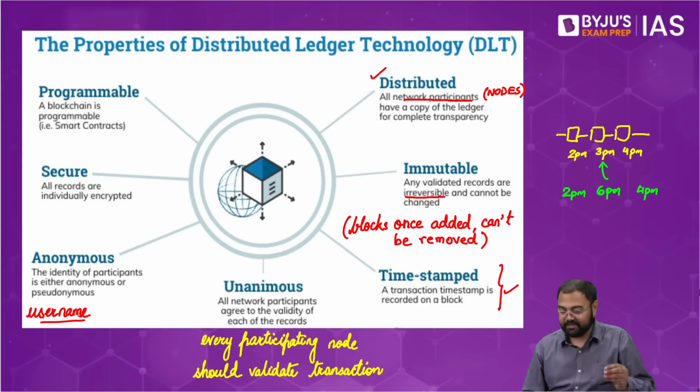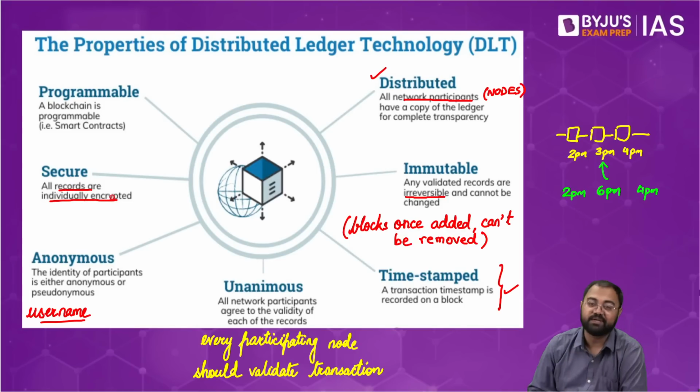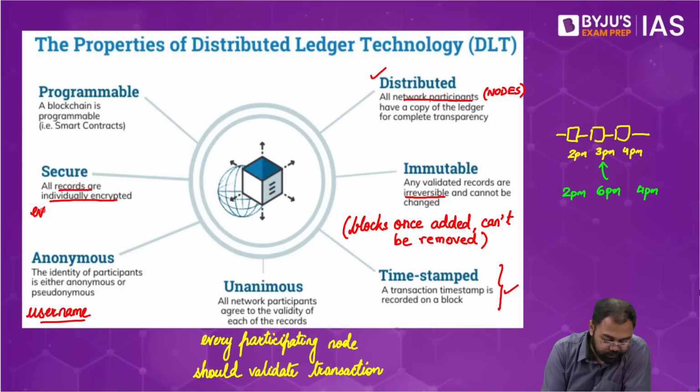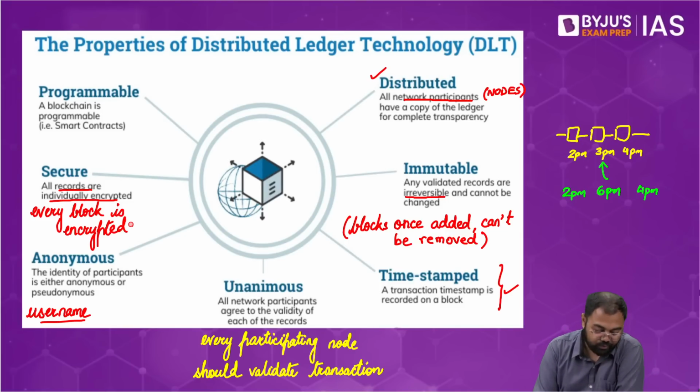Then after that, it is also a secure system, because all the records are individually encrypted. Each and every block is encrypted. So that's why you cannot know what exactly is inside the box. It's very difficult to crack it.